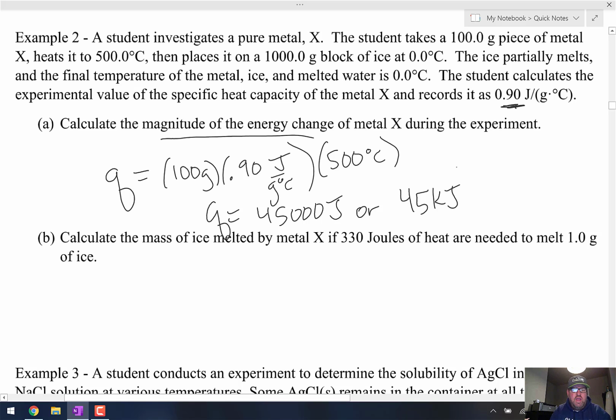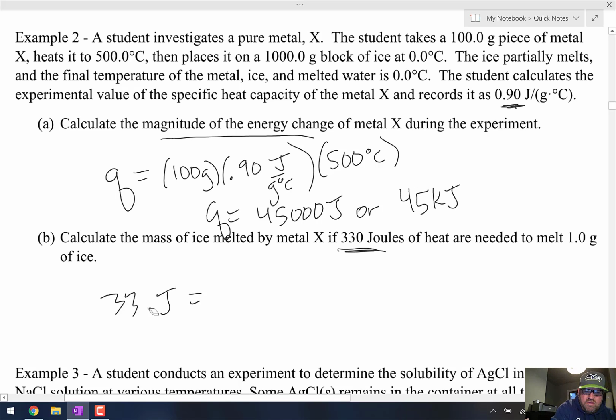Okay, and then part B says calculate the mass of ice that melted by metal X if 330 joules of heat are needed to melt 1 gram of ice. So again, think about the equation Q equals mc delta T. That's our Q value, so 330 joules is equal to the mass.